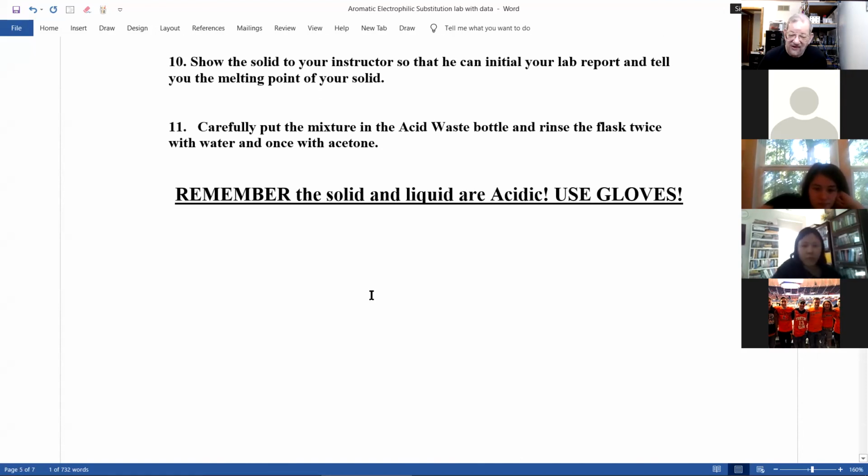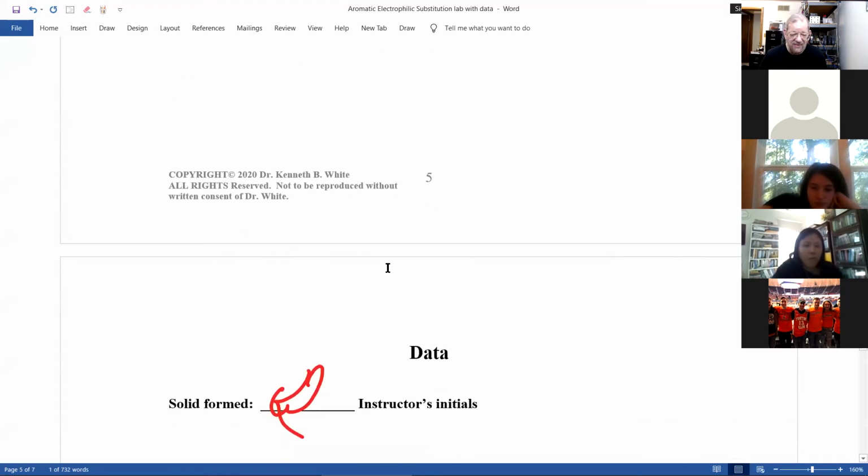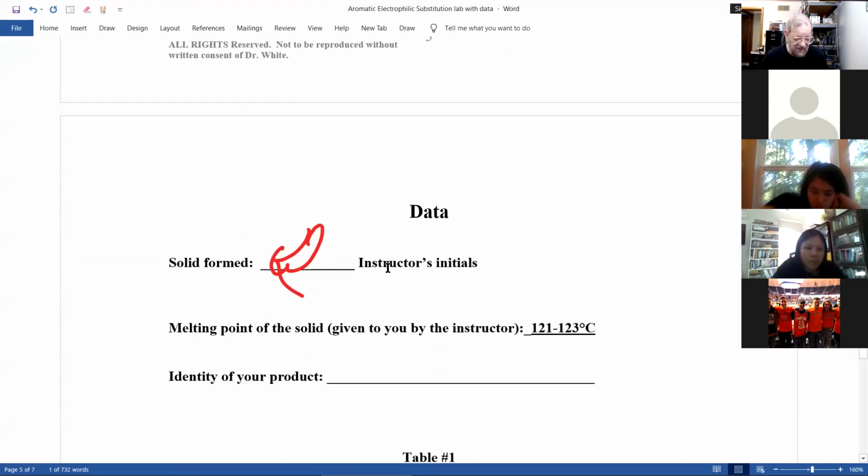Now, because in this ECC we don't have time to actually do a melting point, I ask students to come or call me over. They show me their round bottom. And if they get a solid, which, this lab is like falling off a log, you really got to mess up big time to not get a solid. And when I see it, I put my initials there.